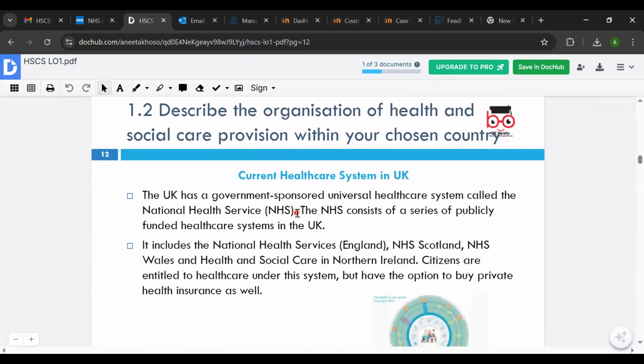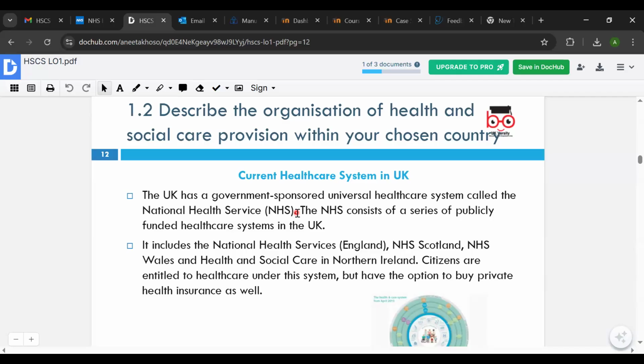Now we go on to the second part of the first learning outcome, where we describe the organization of health and social care provision within your chosen country. So sometimes in your assessment, you will be asked to compare and contrast between your country, let's say Nigeria, let's say Kenya, whichever country you belong to, and compare and contrast it with the UK.